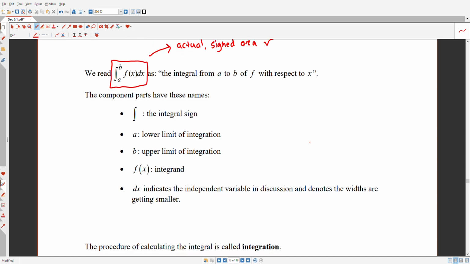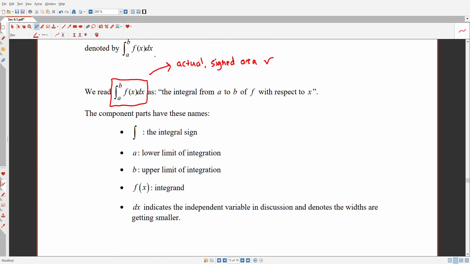But the way we're going to actually pronounce this when we see it, right, this is what this thing is computing. The words we end up using in a math course is we say this is the integral from a to b of the function f of x, and then with respect to x. And that with respect to x, that's what this dx is telling us to say.